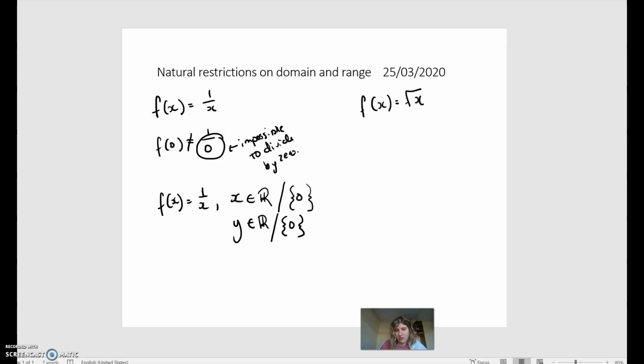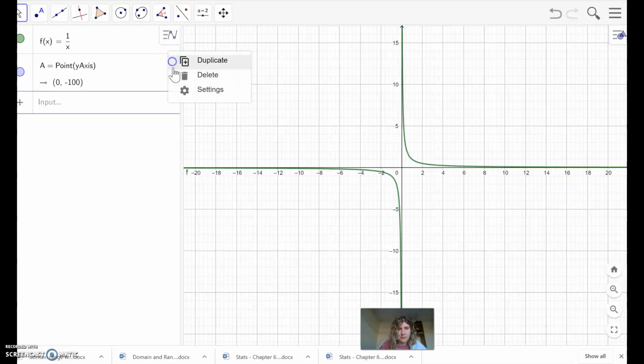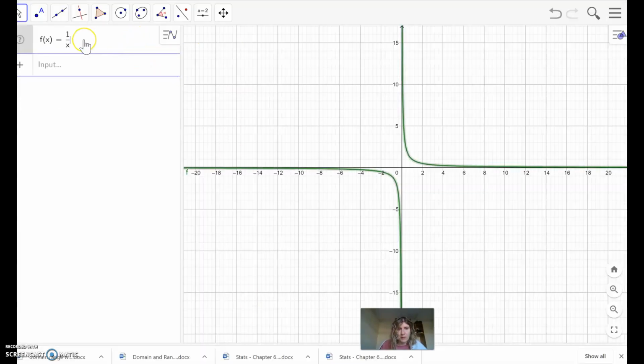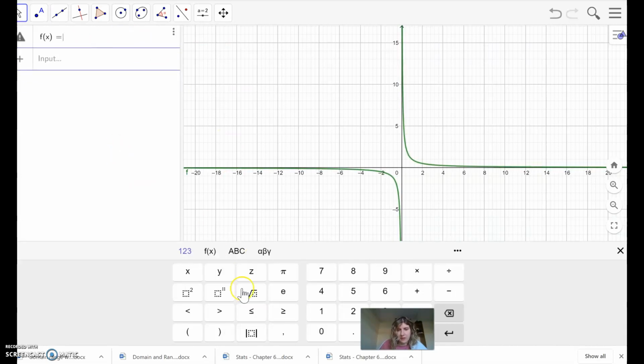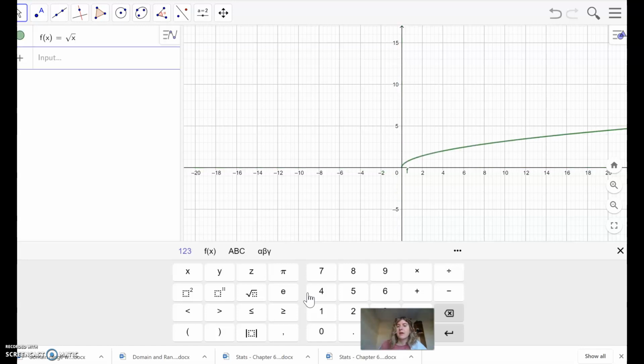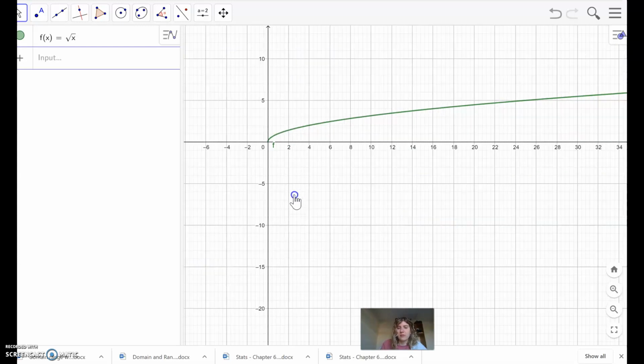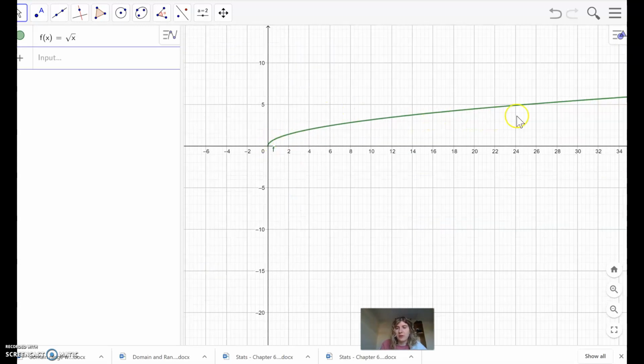So if I go back to GeoGebra, I'm going to change this to being the square root of x. Now, before I type this in, try and think about what the restriction might be. What can you not have at this stage within a square root? So if I put that on, we can see that square roots are only positive numbers, and we know that, okay, they're only positive.